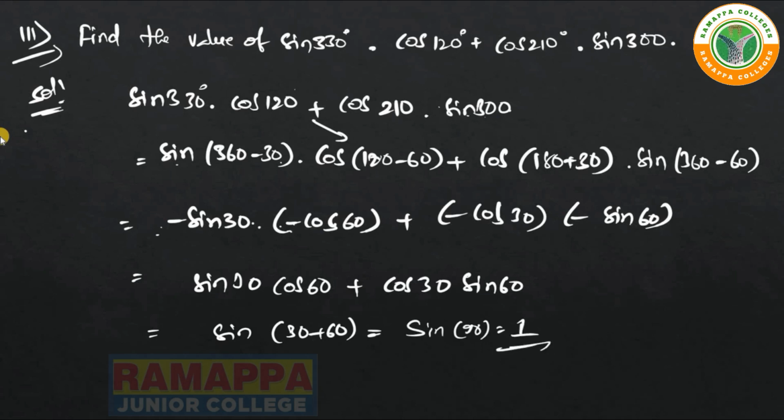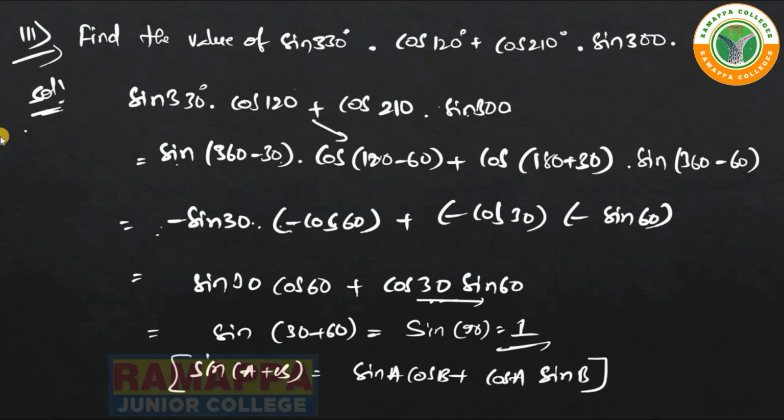1. The sin of a plus b formula: sin of a plus b is equal to sin a cos b plus cos a sin b. Please write this formula down here, it is very important. Now moving to the next question, the fourth one.